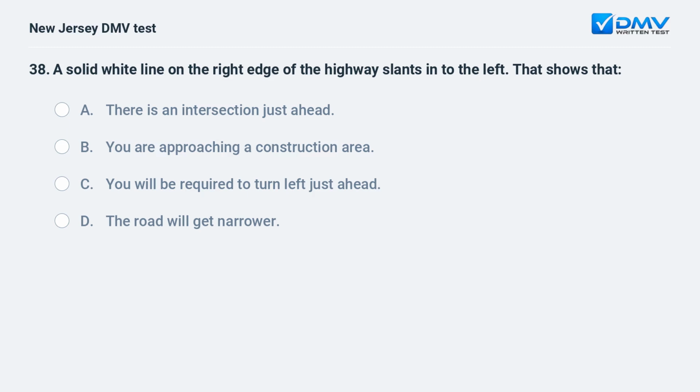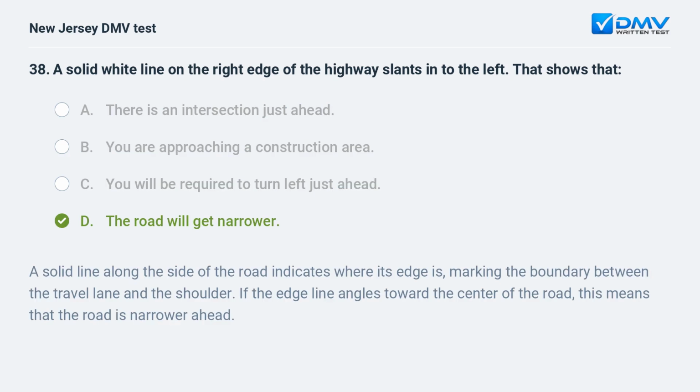A solid white line on the right edge of the highway slants in to the left. That shows that a. there is an intersection just ahead. b. you are approaching a construction area. c. you will be required to turn left just ahead. d. the road will get narrower. d. the road will get narrower.